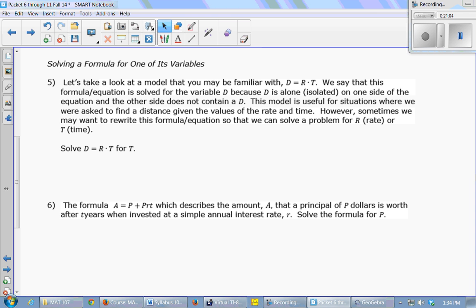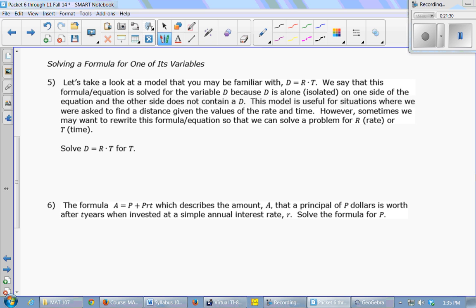But sometimes you may want to rewrite this formula or this equation so that we can solve for R or for T. So if I have D equals RT and I wanted to solve for T, what would I do? I want to get T by itself. Yeah, I want to solve for T.